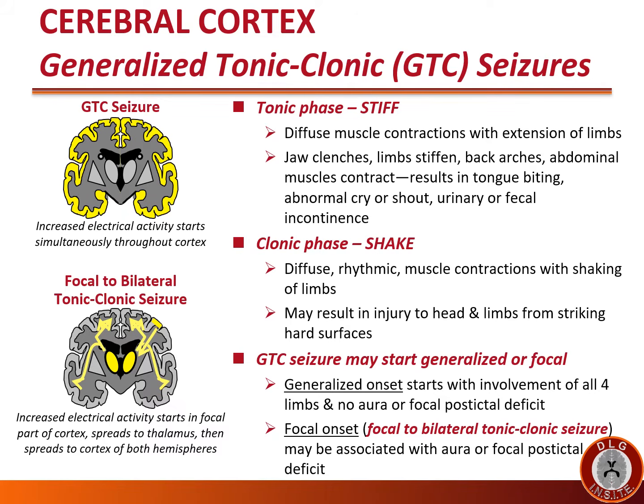The next phase is the clonic phase. Clonic refers to shaking of the muscles. So in this phase, the patient has diffuse rhythmic muscle contractions with shaking of the limbs, and this may result in injury to the head and limbs from striking hard surfaces. Recall that a generalized tonic-clonic seizure may start generalized or focal. A generalized onset starts with involvement of all four limbs, and no aura or focal postictal state occurs. In focal onset, the focal to bilateral tonic-clonic seizure, the patient may have an associated aura or focal postictal deficit.